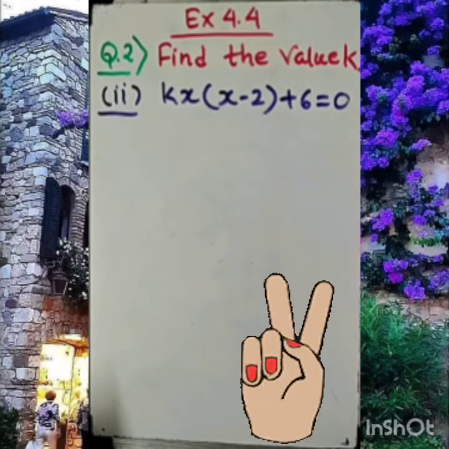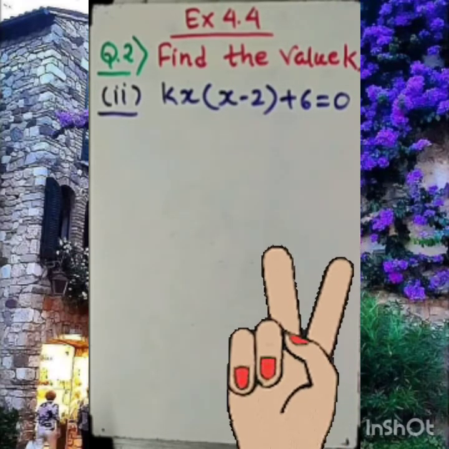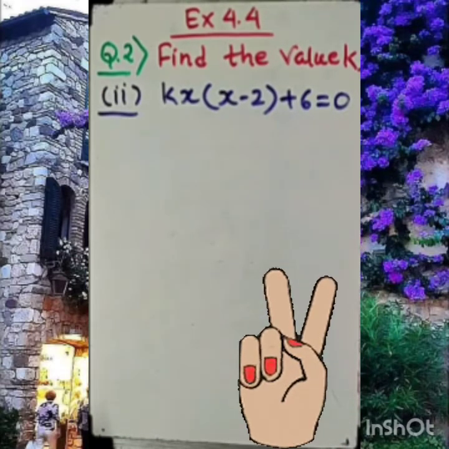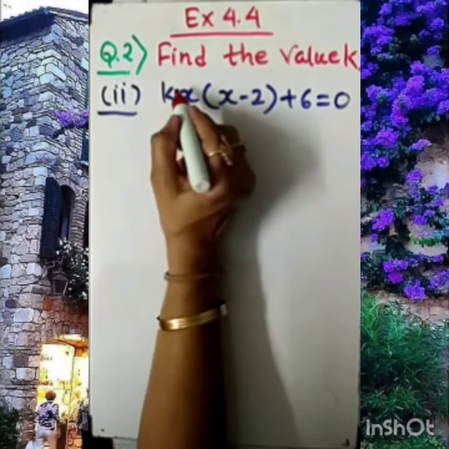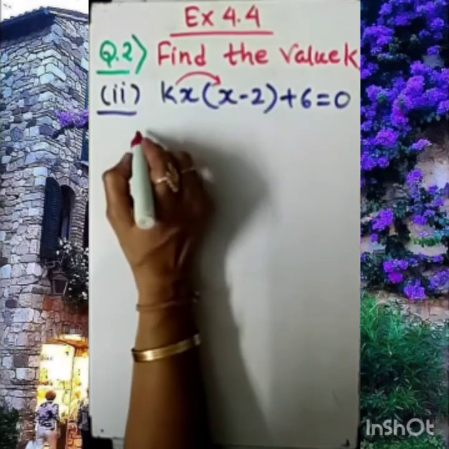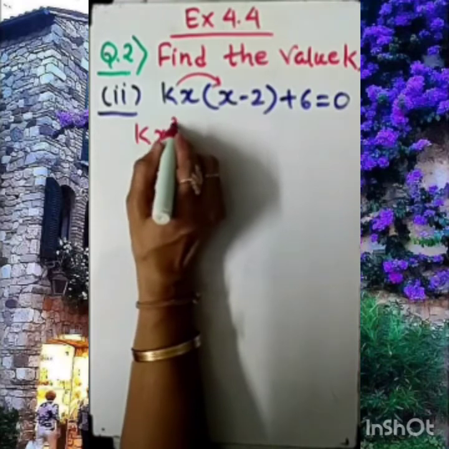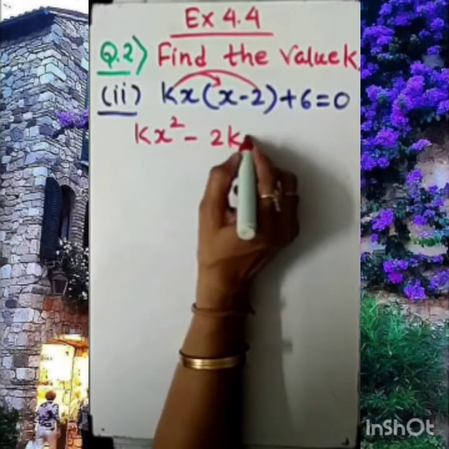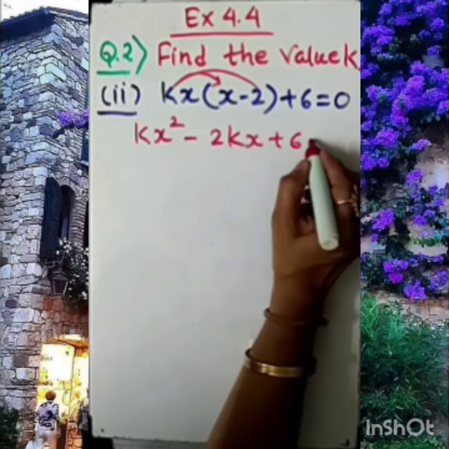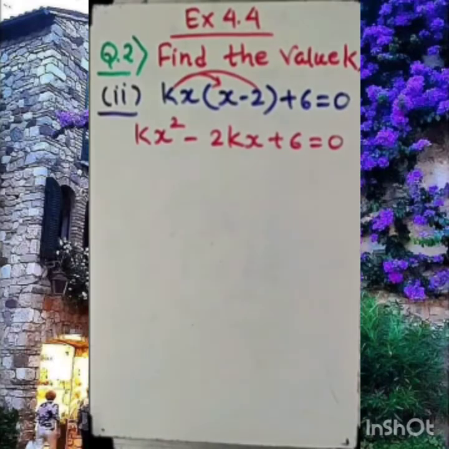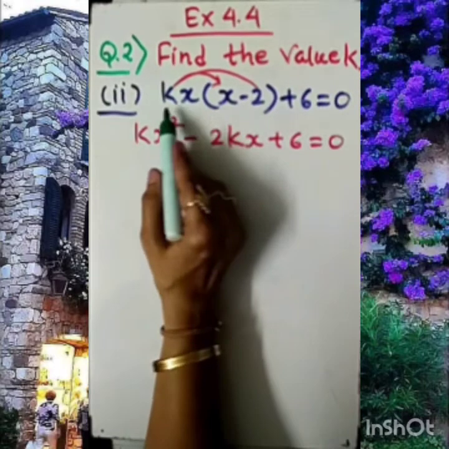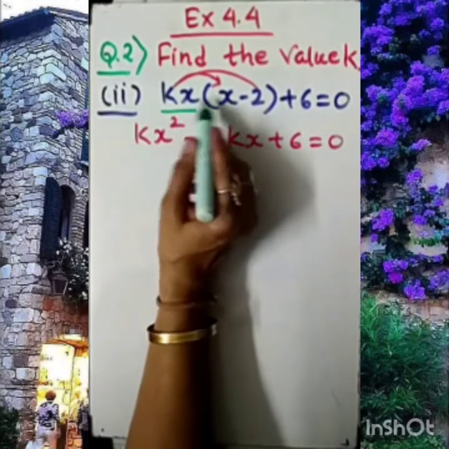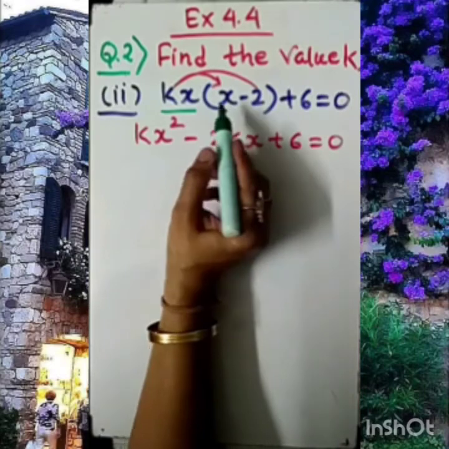So dear student, here we are given kx in bracket x minus 2, plus 6 equal to 0. Let me multiply this first. So I should have kx square minus kx into 2, that is 2kx, and plus 6 equal to 0. Simple. Nothing else I did, I multiplied what is outside the bracket with the terms given inside the bracket. So I should have this.